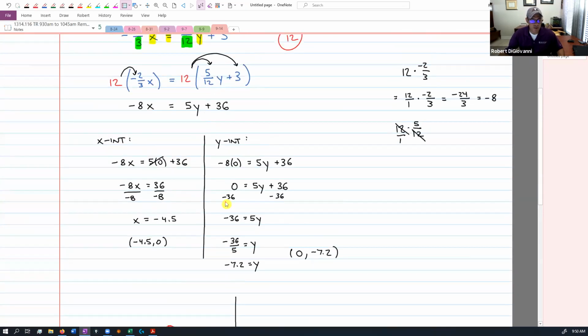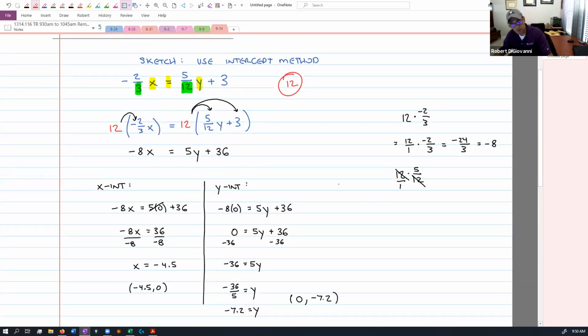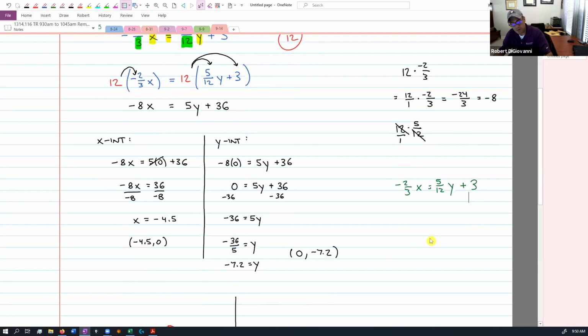Okay, let's say you didn't want to clear the fractions. Let's just say that you started with this problem. I'm going to do it real quick over here. Let's say you had negative 2/3 x equals 5/12 y. I'm going very quick through this. Let's say you had that and you said, I don't want to clear the fractions. So you do x-intercepts. You replace the y with 0. So you get negative 2/3 x equals 5/12 times 0 plus 3. That goes away. So you're left with negative 2/3 x equals 3.